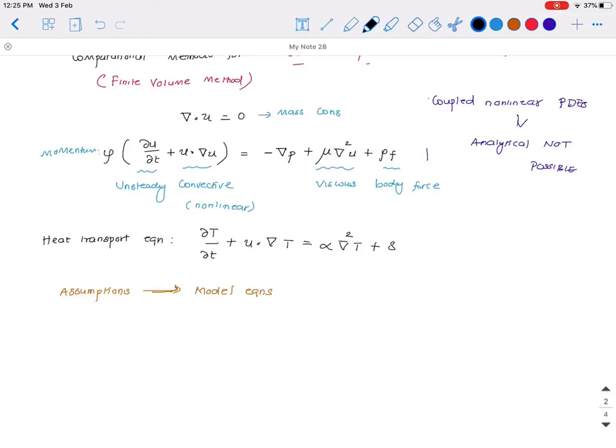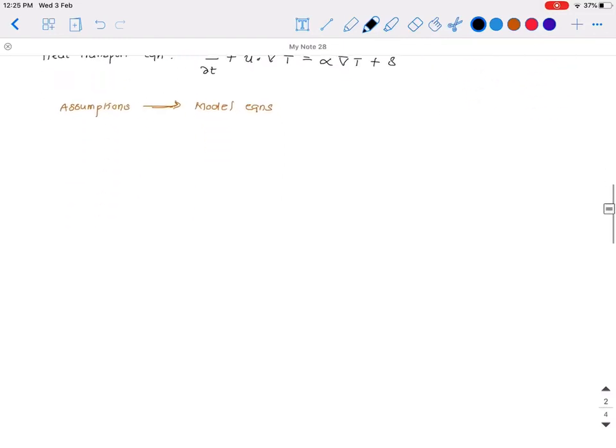The first one talks about transport of momentum. The second one is the transport of heat. If we take transport of mass or any other transport equation, it will have a general structure. Let us say we are considering the transport of the quantity phi. It will have this general structure.